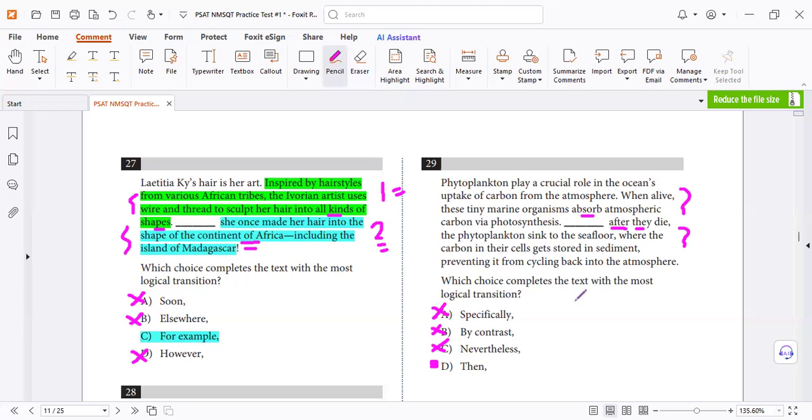Right, my dear? So letter D is correct. So then mention the event described in the sentence before occurs later. So we are talking about chronological sequence of actions, order of actions. So letter D is correct.